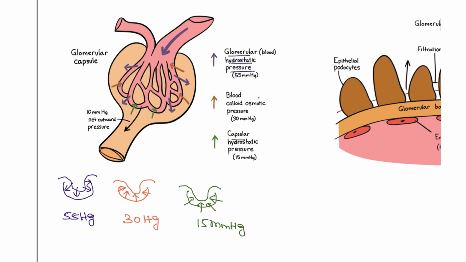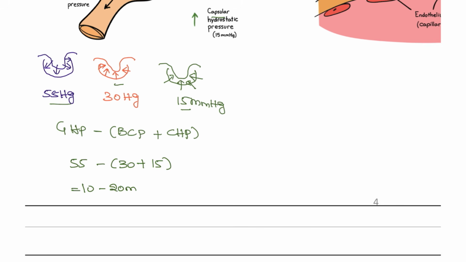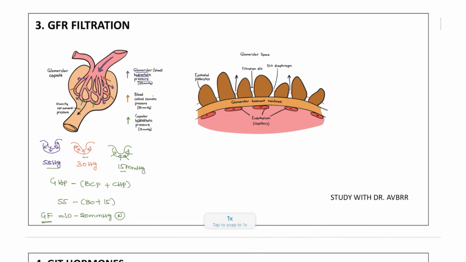So how are you going to calculate this? The glomerular hydrostatic pressure, this one, minus the blood colloid osmotic pressure, plus the capsular hydrostatic pressure. The sum of this, 55 minus 30 plus 15, comes to around 10. Okay, 10 to 20 mmHg is the glomerular filtration pressure that we are going to consider, and this is the normal for our body.